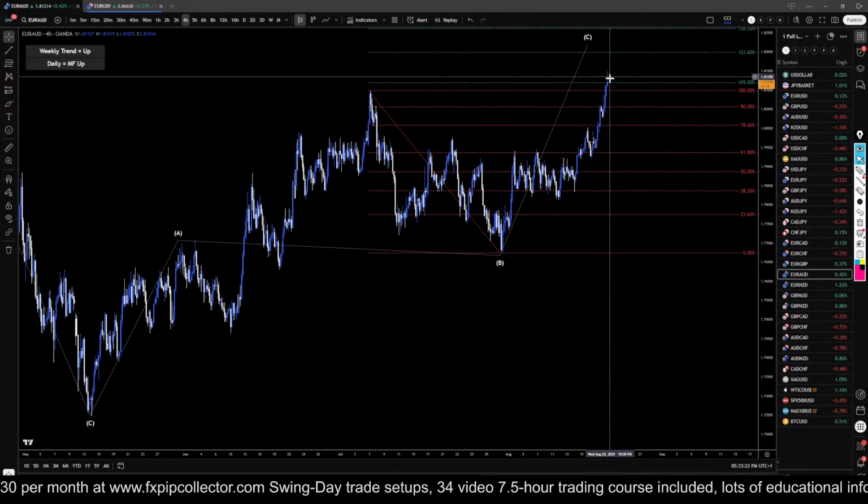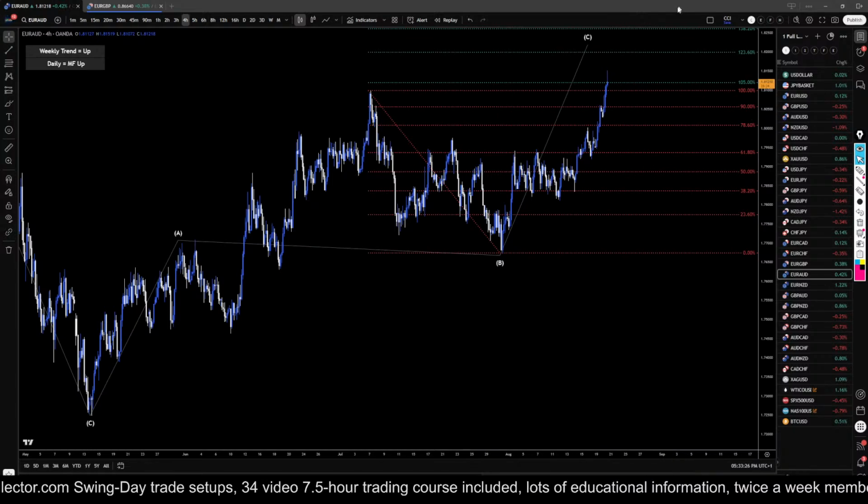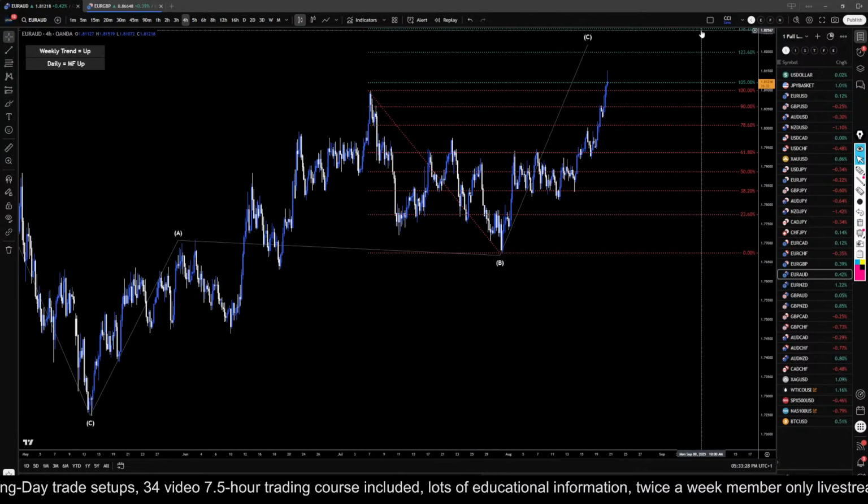So I guess we'll just have to see if the next move down is corrective or impulsive. I would think it would be corrective and we'd get at least one more leg up. Definitely seems like it. So anyways, let's keep going.